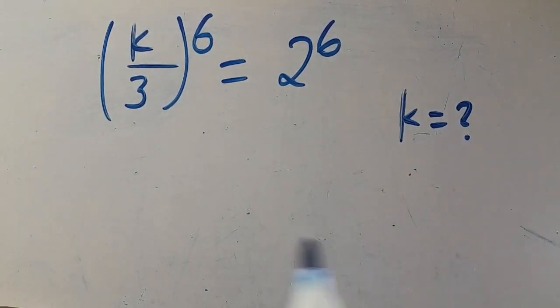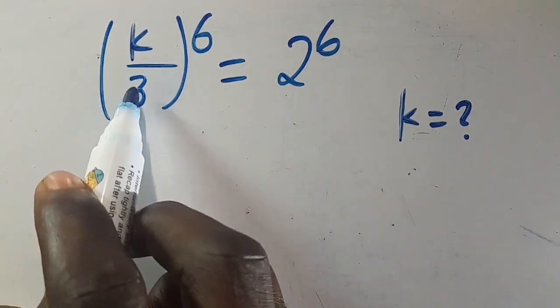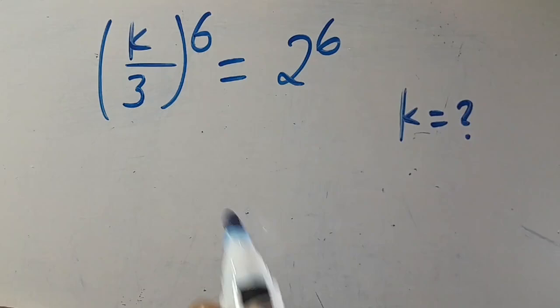What is the value of k? Given that you have (k divided by 3) to the power of 6 equals 2 to the power of 6.